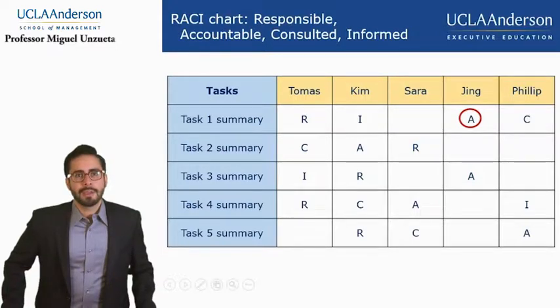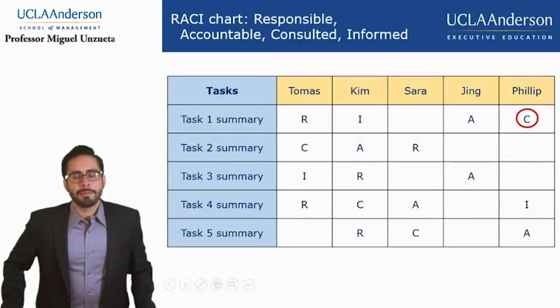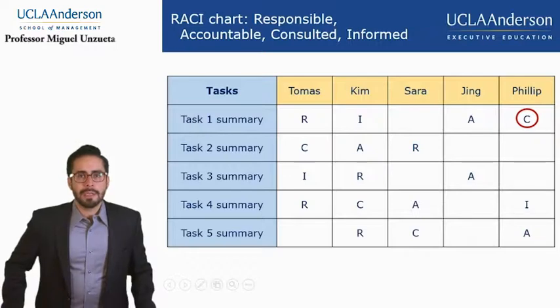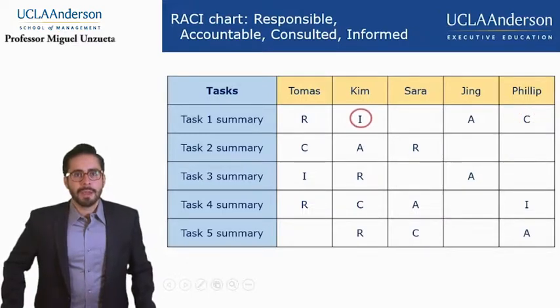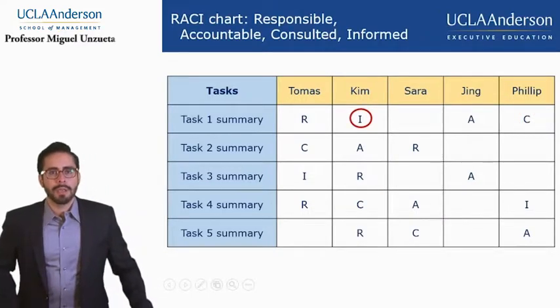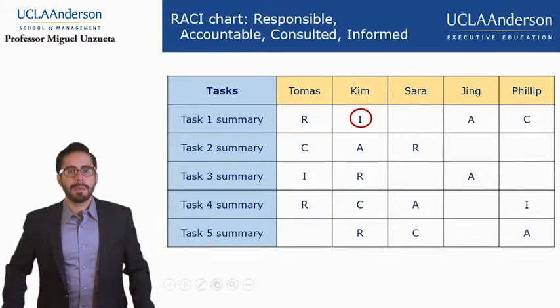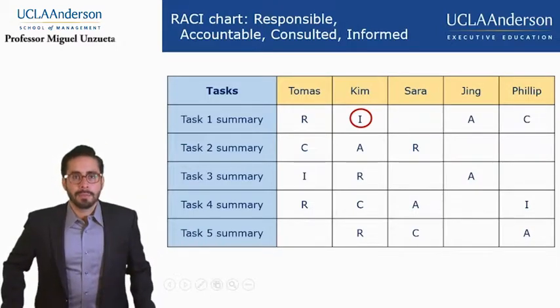In this first example as well, Philip would be consulted, meaning that he may have some expertise that is particularly relevant to the implementation of this task. So he's been spoken to, consulted, he's given his advice in order to help this task get accomplished. And then finally, Kim would be informed, right? If this task is somehow going to impact Kim down the line, it's important that she knows what's going on.